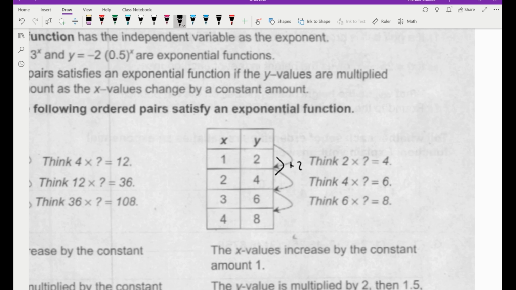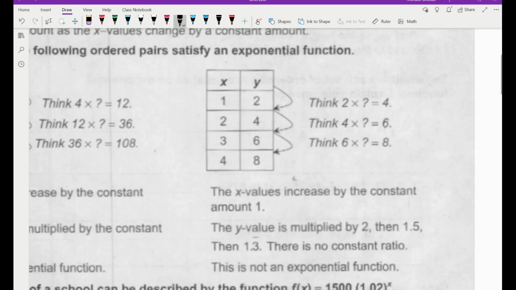But if we notice, each time we're adding 2. This is a first order difference, which means these points form a linear equation. They actually form a straight line, a linear, because we're either adding or subtracting the same value, and that's a first order difference. But in this video, we're just identifying whether points are exponential functions or not. So this one is not.